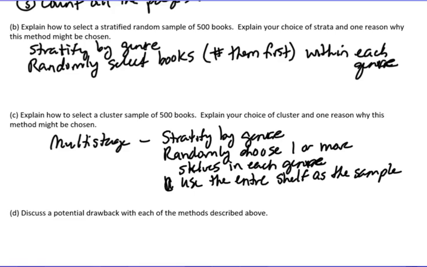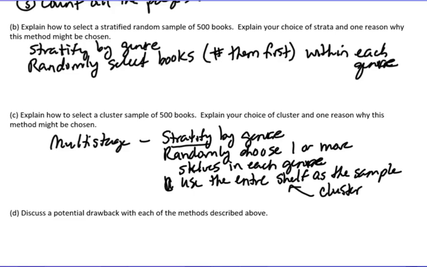Now this is a multi-stage in that first you're stratifying, but the shelf is a cluster. So basically you're randomly selecting a cluster, which is the entire shelf, within a genre, which is the stratum. So this seems to me the most sensible way to do this, because all the books would be together on the shelf, but the shelf would then represent this whole entire stratum, which would be a genre.